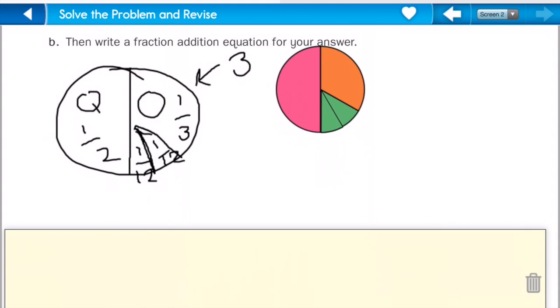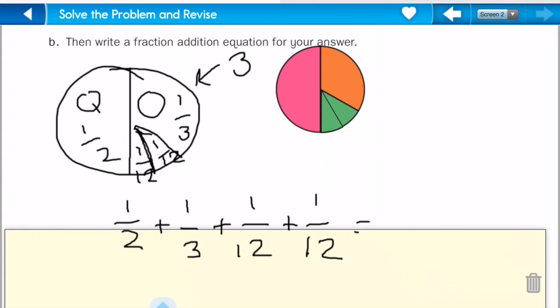So now we're going to write a fraction addition equation for our answer. So I know that the queen got 1/2, and then the oldest daughter got 1/3, and then each of the sisters only got 1/12. And so then I know that that equals 1 whole. So 1 whole of the land.